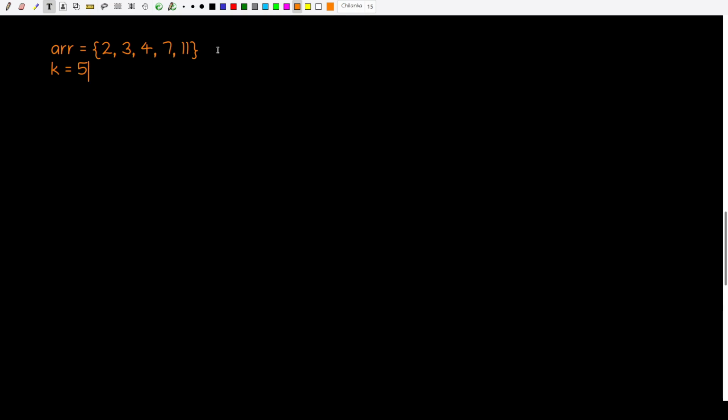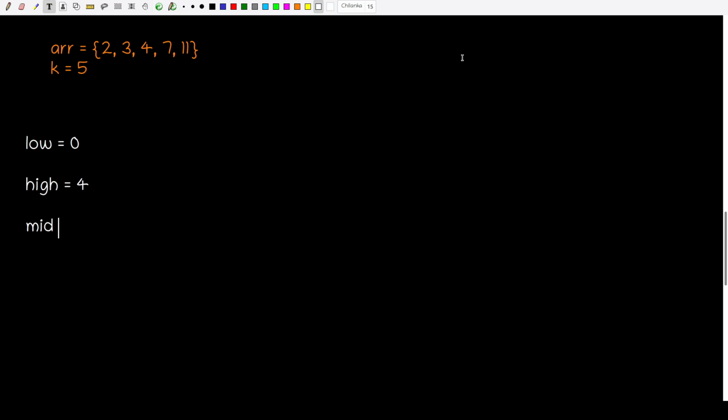Now what we are going to do is apply binary search to find the first element such that arr[i] is greater than i plus k. Since the array is already sorted, we are going to apply binary search. In order to apply binary search, low will be equal to 0, which is the first index of the array, and high will be equal to len of array minus 1. In this case, this will be equal to 4.